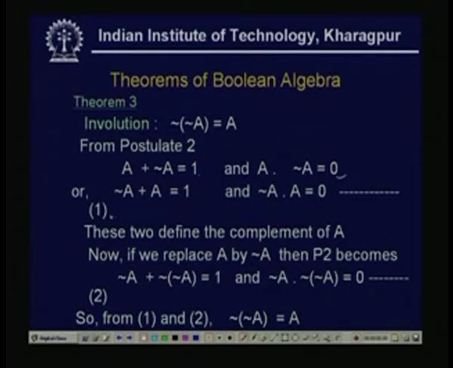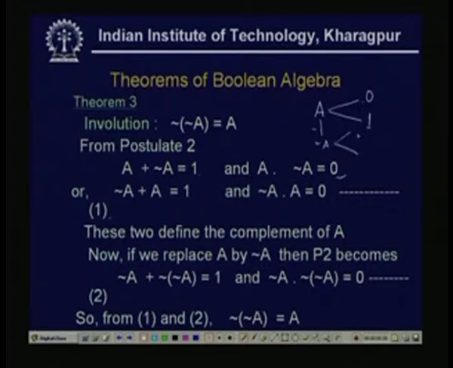I mark this as equation 1. Now, these two define the complement of A. Now, if we replace A by negation A, because A is a Boolean variable, A can take two values, either 0 or 1. Now, if I take the complement, then I will be taking negation A, and what will be the values?